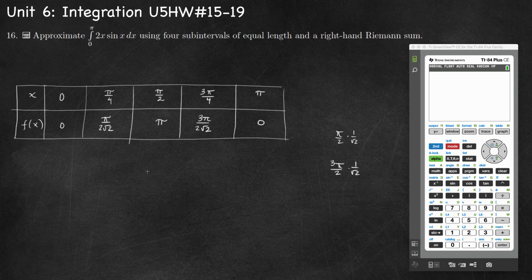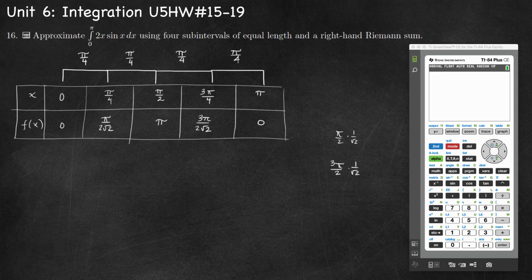And I want to find a right-hand Riemann sum using 4 subintervals of equal length. So I'm going to have a rectangle going from 0 to pi over 4 to pi over 2, pi over 2 to 3 pi over 4, and then 3 pi over 4 to pi. The width of each one of these subintervals is pi over 4. That's how I found those values, by adding pi over 4 each time.